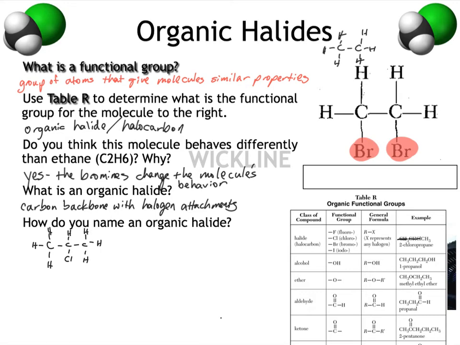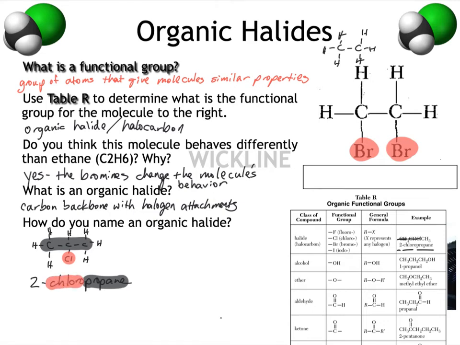Now they are saying that the name of this molecule is called 2-chloropropane. And I think it's pretty obvious how they got that name. The propane part comes from the 3-carbon backbone. So I'll highlight that carbon backbone with the propane. And then the chloro comes from the chlorine attachment, so I'll highlight that in red for the chlorine.